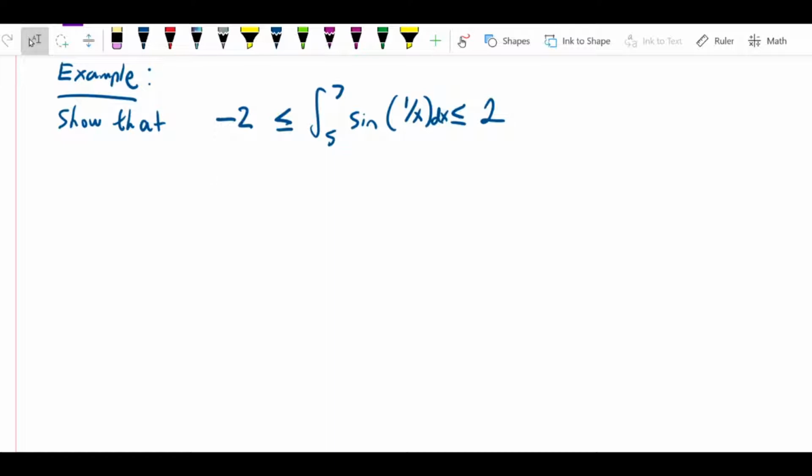evaluating an integral of sine of 1 over x would be very difficult. So we're not going to purport to actually find the value of this integral. What we are going to do is at least say that it lies between -2 and 2.